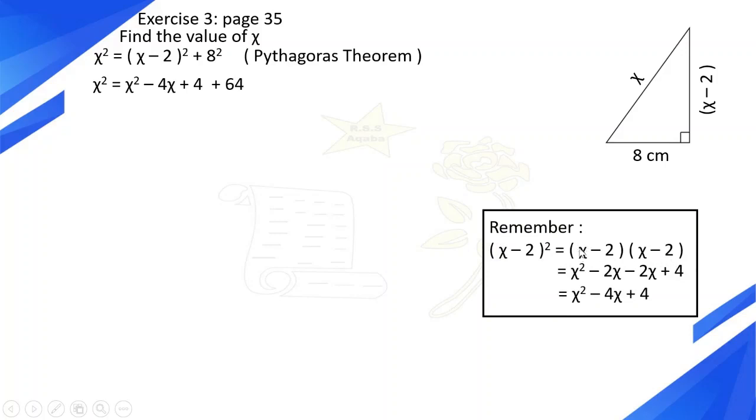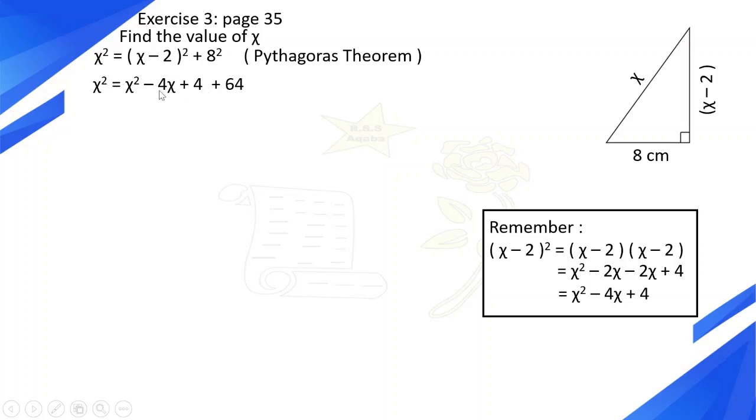You have to multiply the first term by the first term, then the first term by the second term, then the second term by the first term, then the second term by the second term. x times x equals x squared, x times minus 2 equals minus 2x, then minus 2 times x equals minus 2x, then minus 2 times minus 2 equals 4. Now minus 2x and minus 2x equals minus 4x. So this is the answer for (x minus 2) squared.